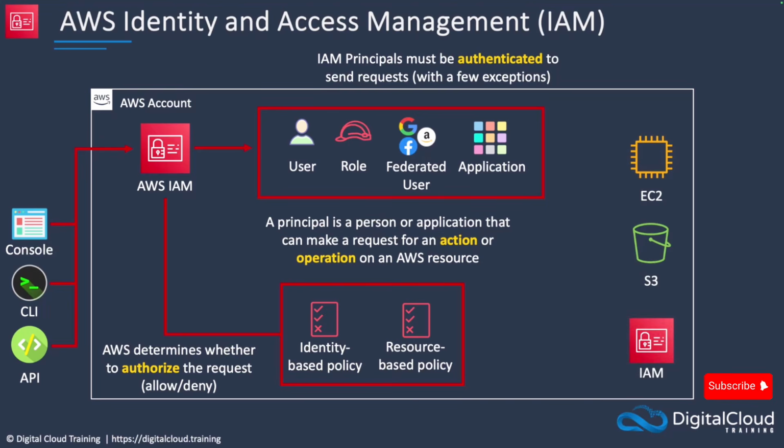So what are we allowing? What are we denying? And then the API calls can go through to the relevant services. For instance, being allowed to launch instances, get some bucket information, or create a user in IAM itself. So actions are then authorized on AWS resources.